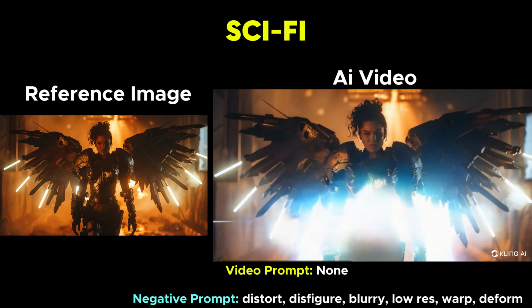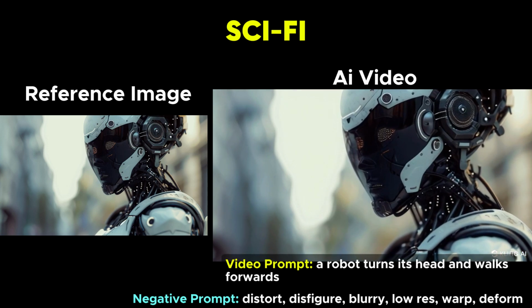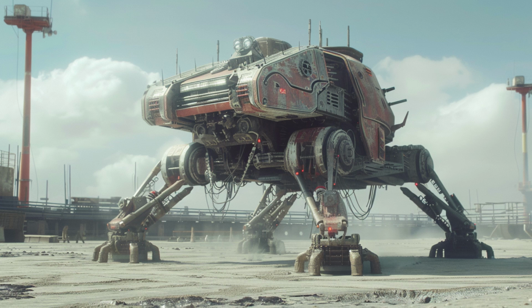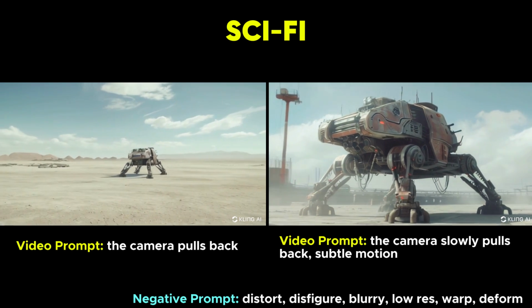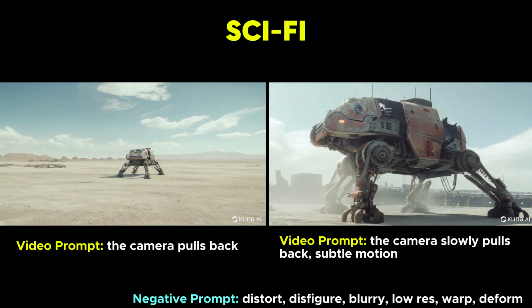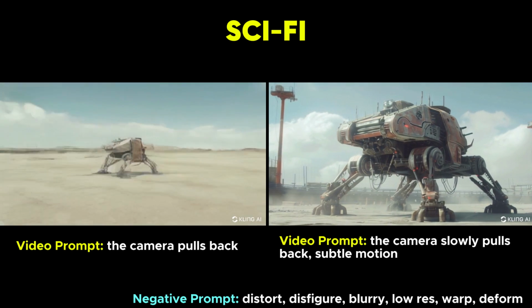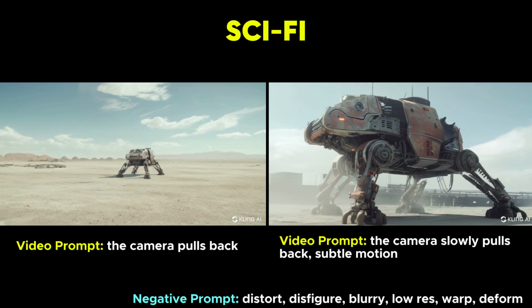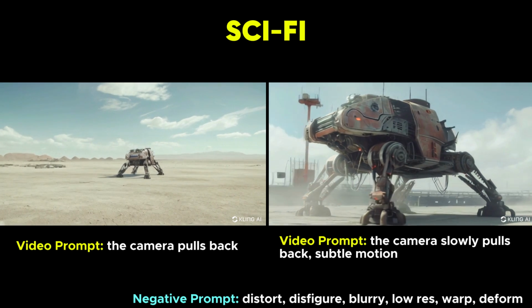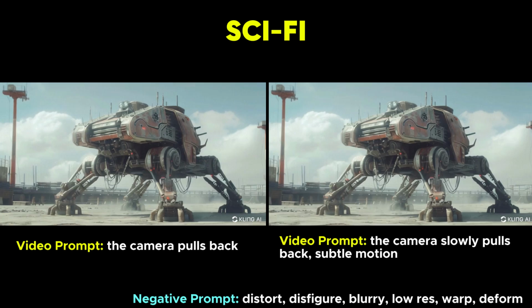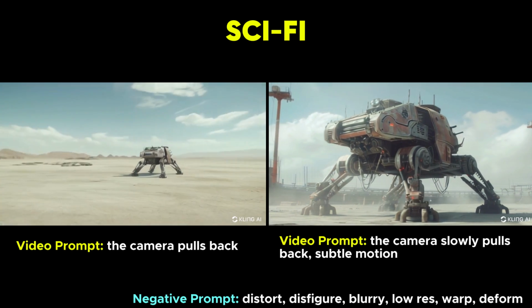Moving on, we have sci-fi style images. The animations weren't as good for these. For this photo, I wanted a video with the camera pulling backwards. On the left, I simply prompted for the camera to pull back, and the motion is way too strong. The camera zooms around super fast. We can control the movement a bit though. On the right, I changed the prompt, asking for it to move slowly with subtle motion. The camera doesn't exactly pull back, but the motion is a lot smoother.